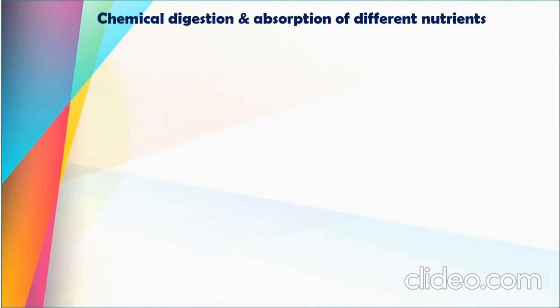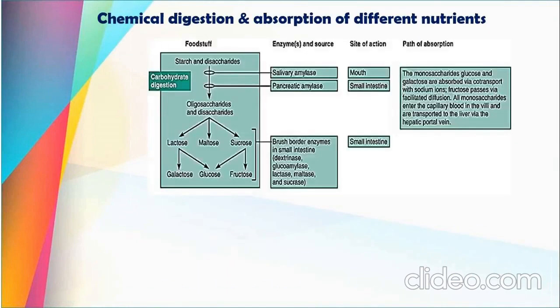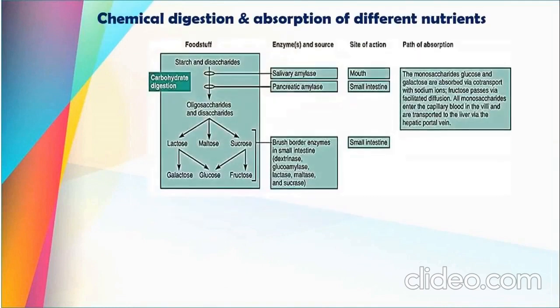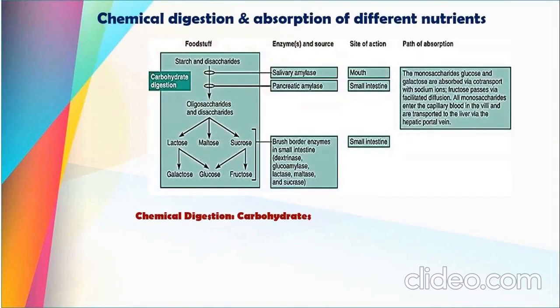Next is chemical digestion and absorption of the different nutrients. Now, chemical digestion of the carbohydrate. The absorption is via co-transport with sodium and facilitated diffusion. Facilitated diffusion means the transfer of the solute molecule from higher concentration to lower concentration with the help of a carrier.